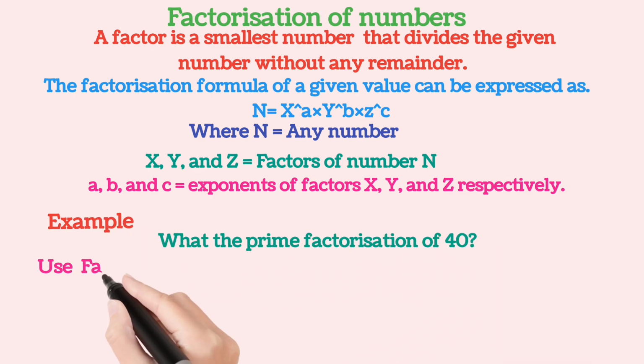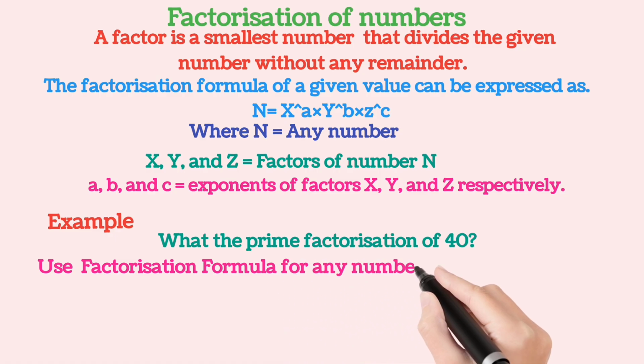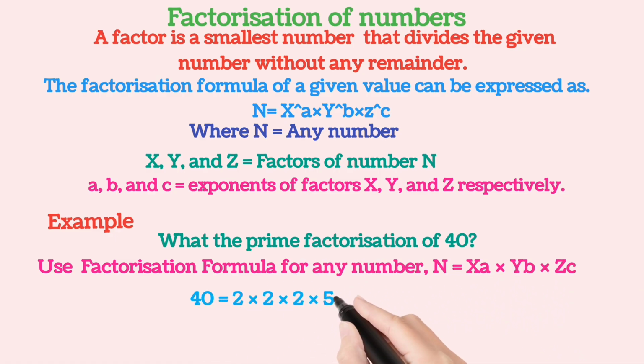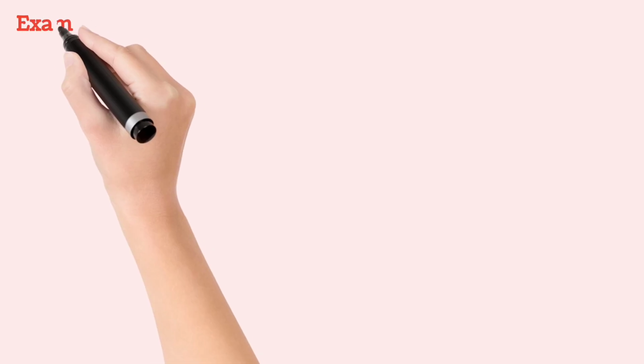Example के लिए, what is the prime factorization of 40? Use the factorization formula of any number n equal to x to the power a into y to the power b into z to the power c. 40 equal to 2 to the power 3 into 5.